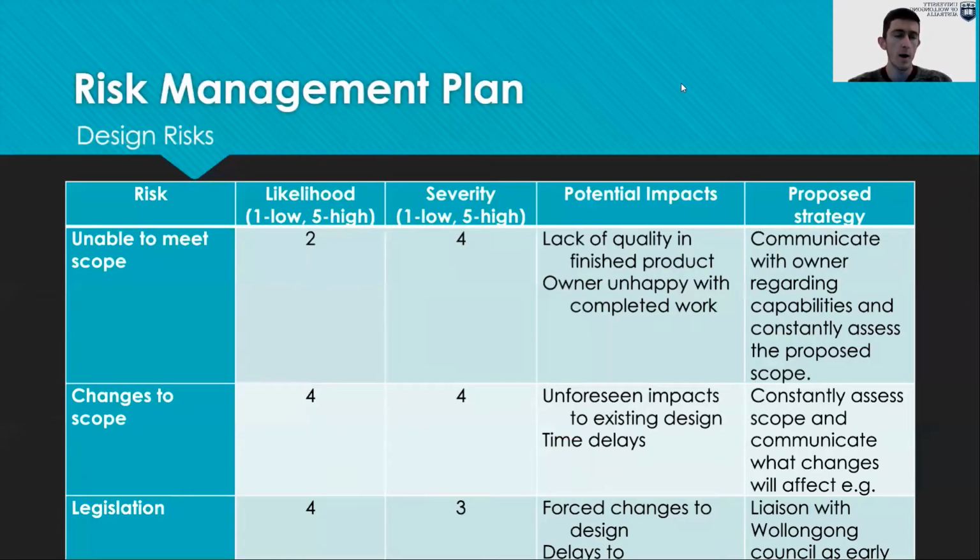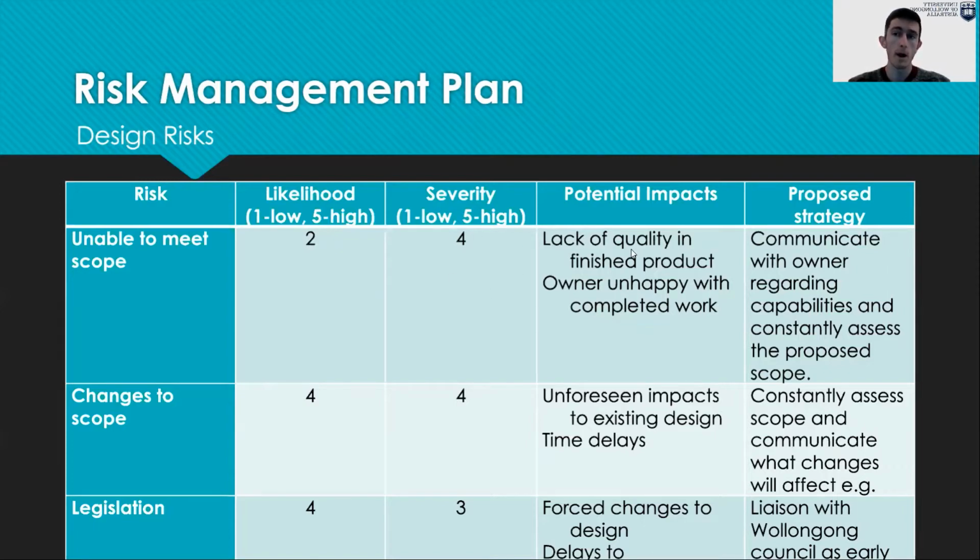Looking at our risk management plan of the project, we split them up into 2 different divisions. We have our design risks in the design phase and then our construction risks during the construction phase. Looking at these, we identified a few different risks that could occur during the design phase. We looked at the likelihood that they would occur and the severity of them should they occur.